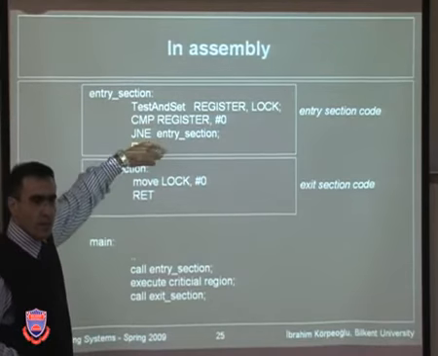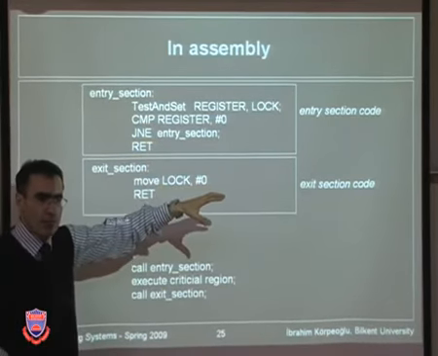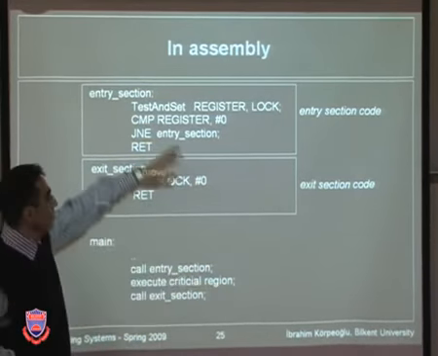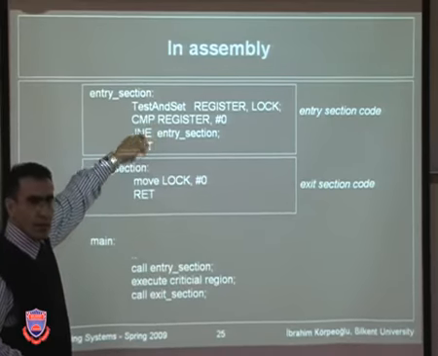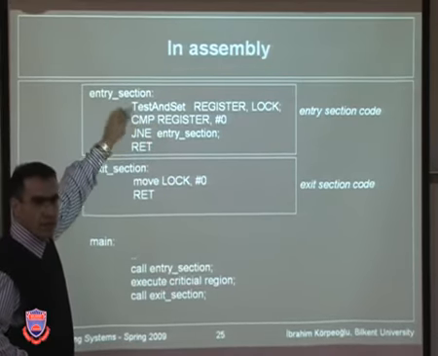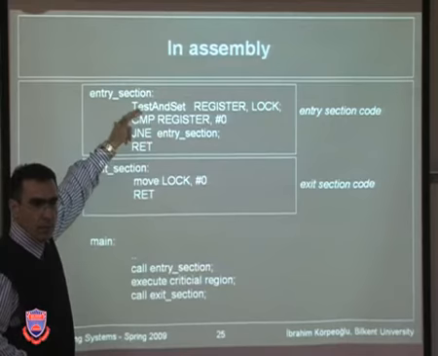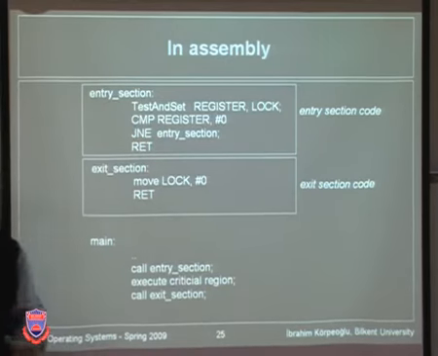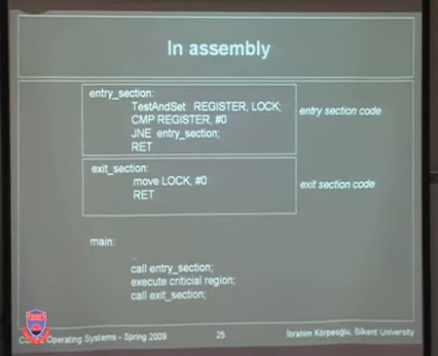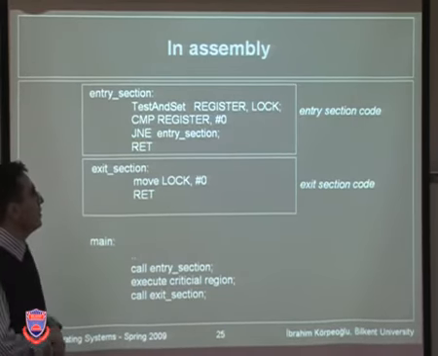That means if the lock was set by somebody else, that means somebody else is in the critical region. Then you will see the lock value and register value always 1, and you will loop around here. In this way, you are prevented from entering the critical region. Is it clear? So this solution will allow only one process to enter the critical region.